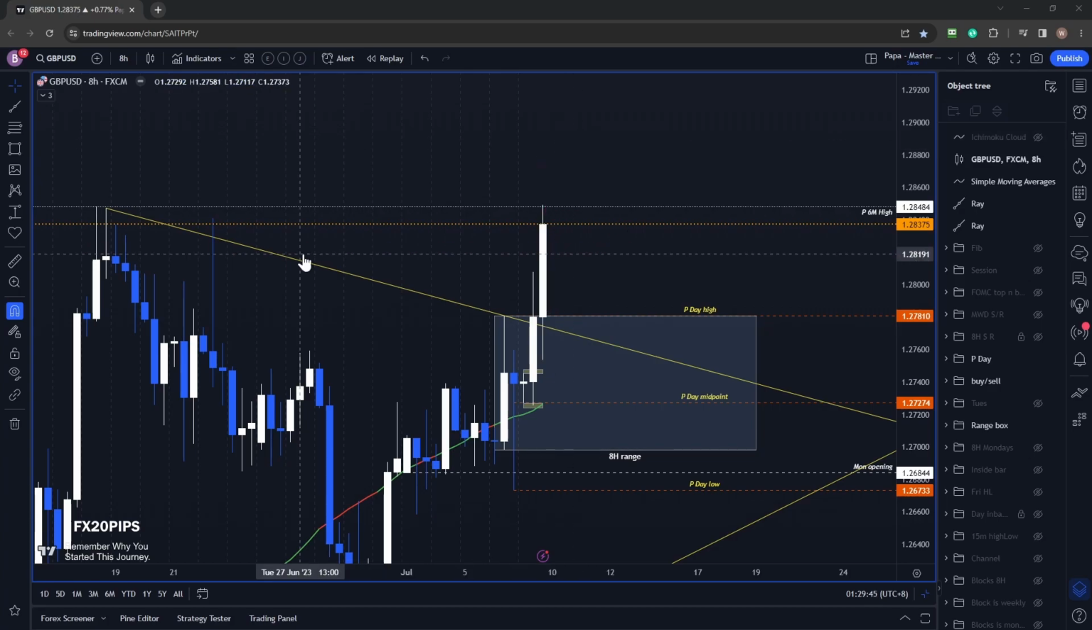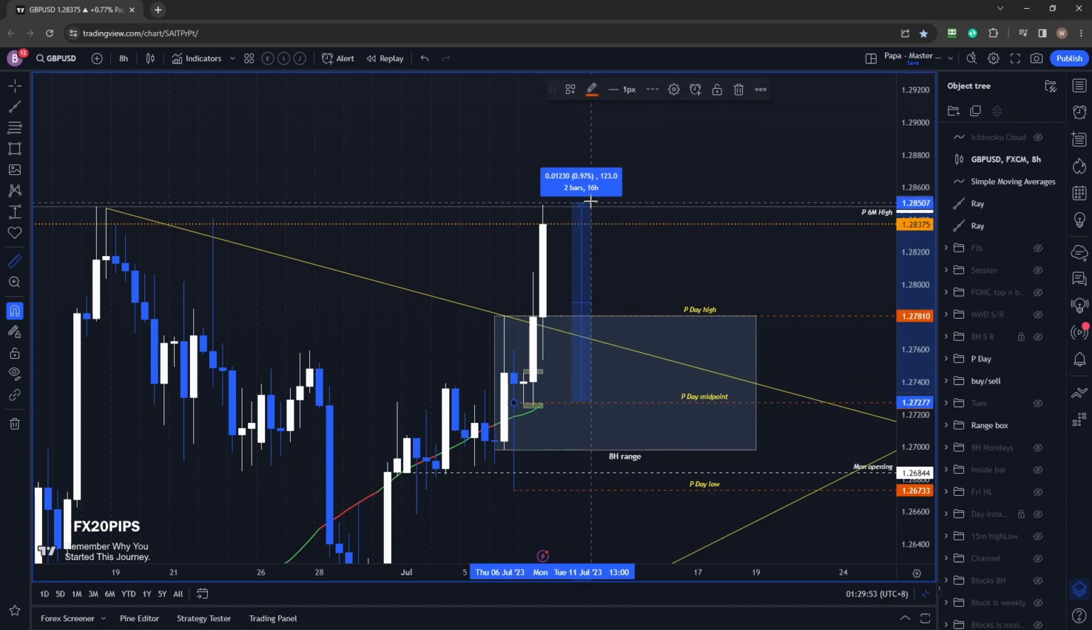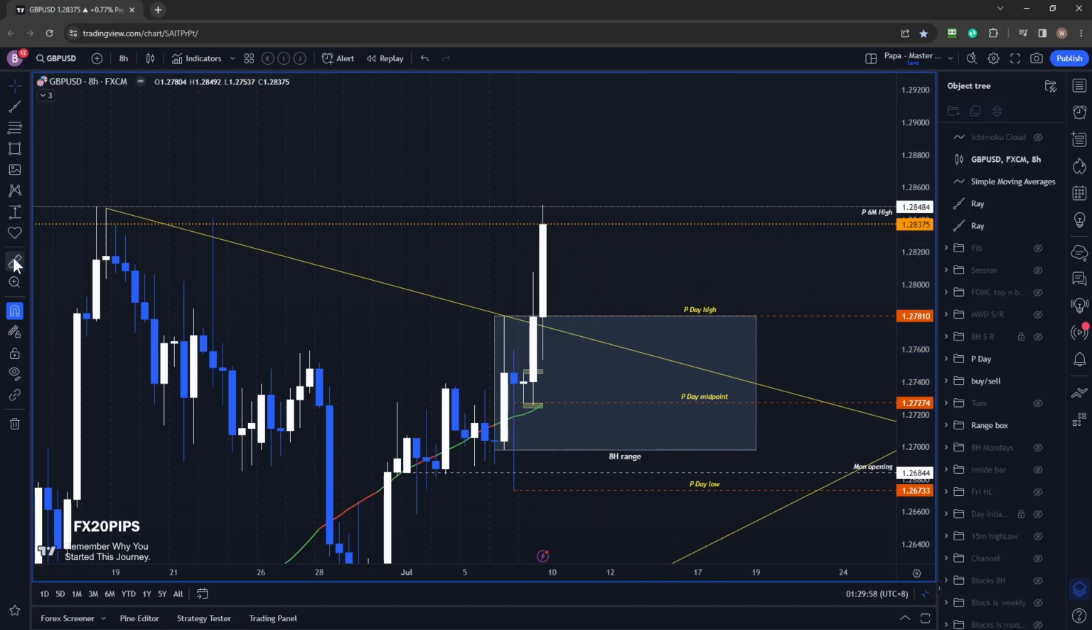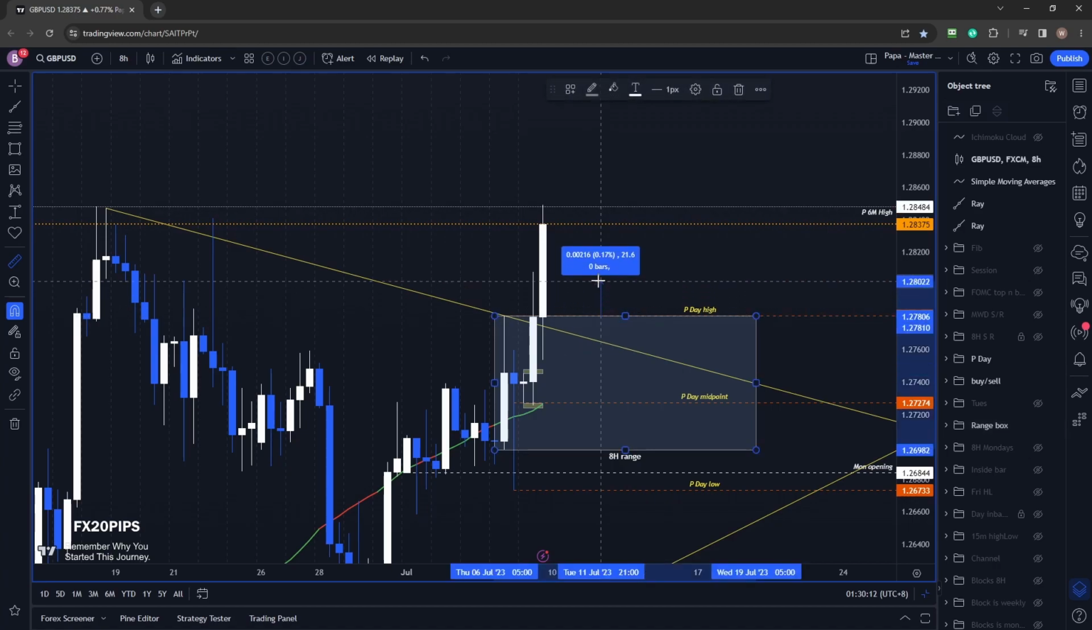If you were to buy from the previous day midpoint onwards, you would be looking at a maximum of 121 pips. If you were to buy from the breakout buy, that's roughly 100 pips. If you were to buy from the 8 hours breakout of the zone, it would be 67 pips.